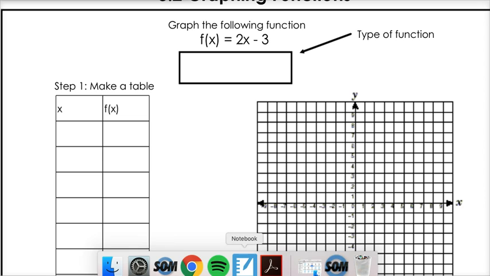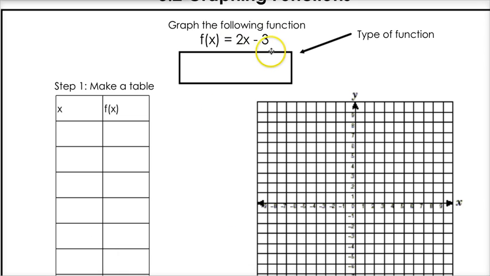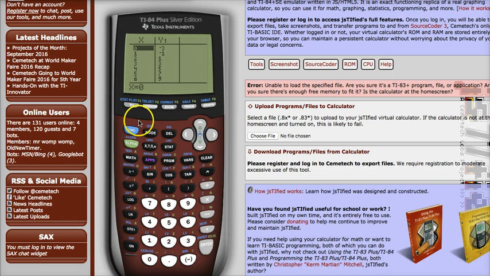And all you're going to do is find your graphing calculator and put this into your graphing calculator. So you go to y equals 2x minus 3. Then you hit second table. Now, here's the important part.